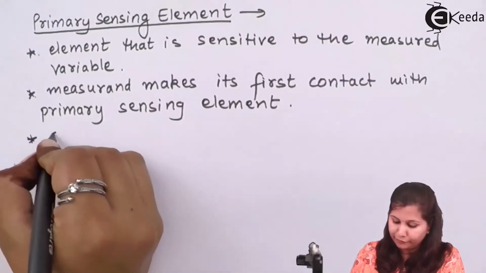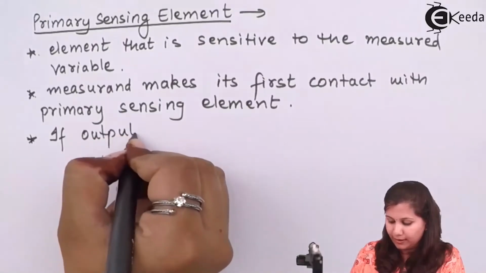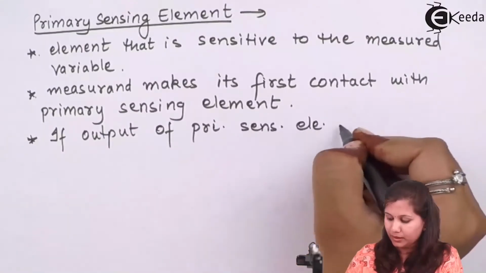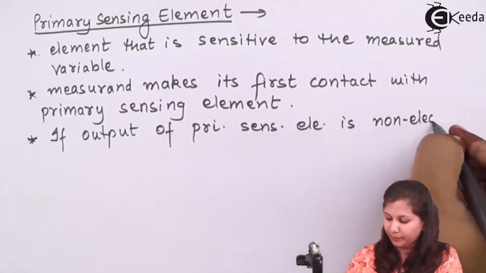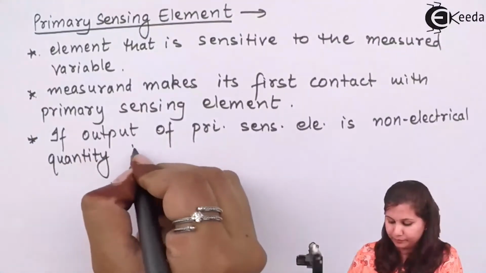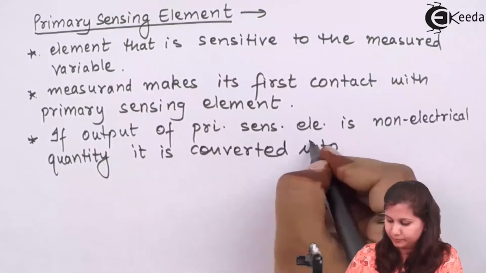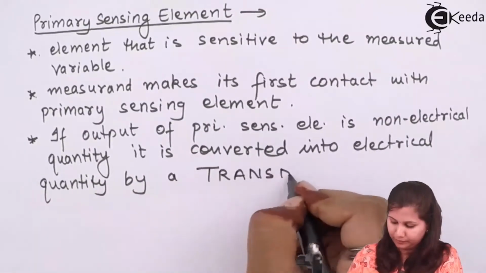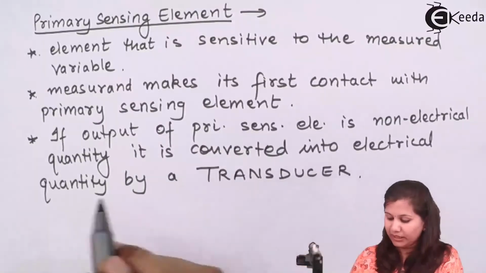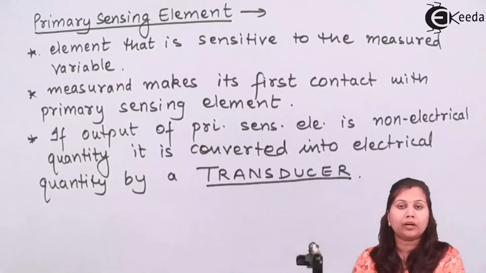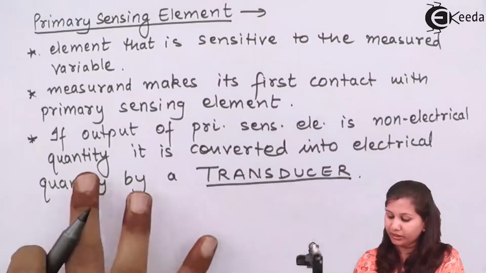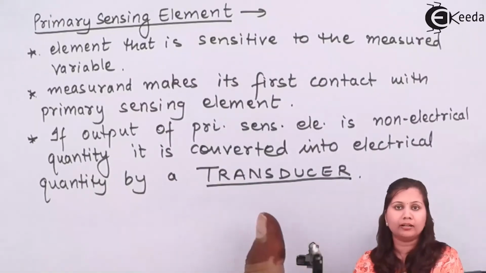So, if the output of the primary sensing element is a non-electrical quantity, it is converted into an electrical quantity by a transducer, because the other parts or the other functional elements of the measurement system, it may be possible that they deal with the electrical quantity only. So a non-electrical quantity has to be converted into an electrical quantity by a transducer.